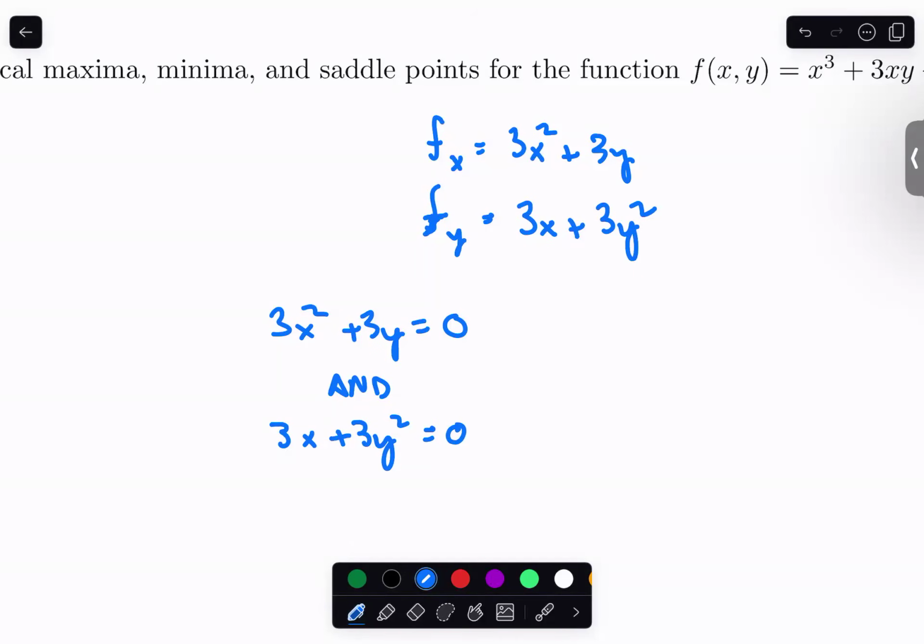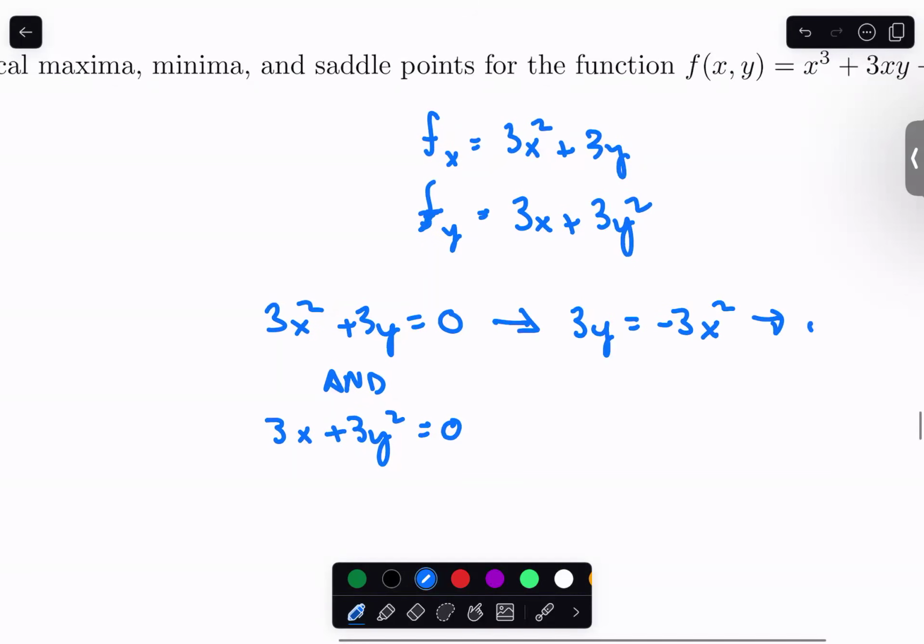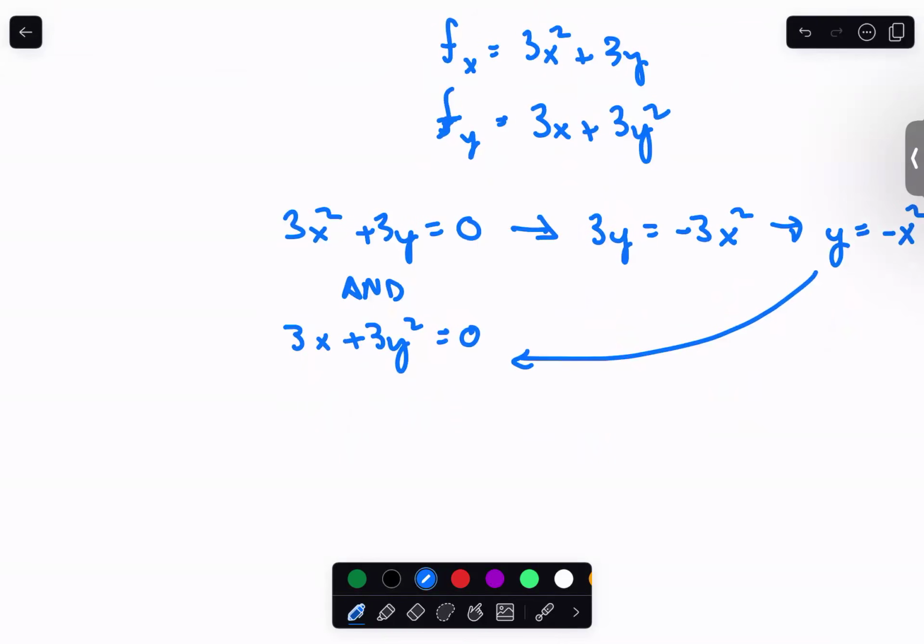And so there's several different ways that we can go about this. I'm going to go ahead and do maybe a substitution method for the system of equations. So I'm going to rearrange this one here, and I'm going to get 3y is equal to negative 3x squared. I can divide by 3 on both sides, and the simplest that I can make this look is that y should be equal to negative x squared. Now, once I have that, I can go ahead and plug it into my second one. And so that's going to say, what? 3x plus 3, and instead of that y there, I'm going to substitute in negative x squared.